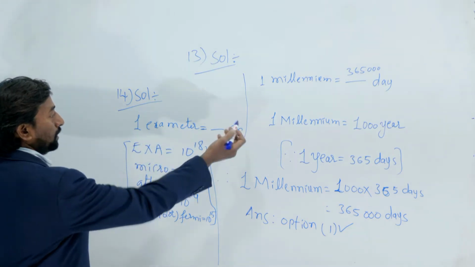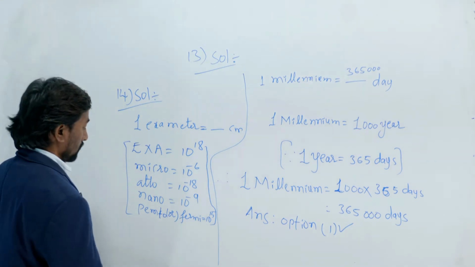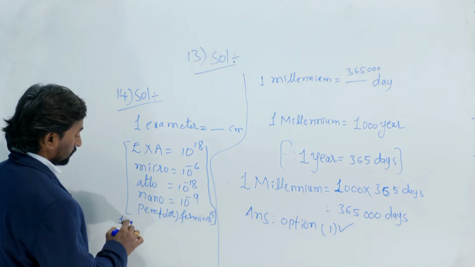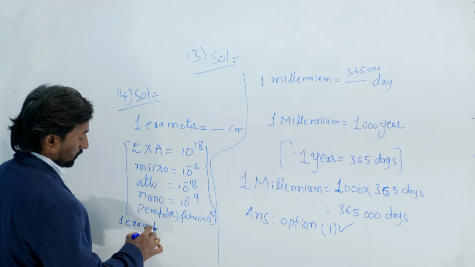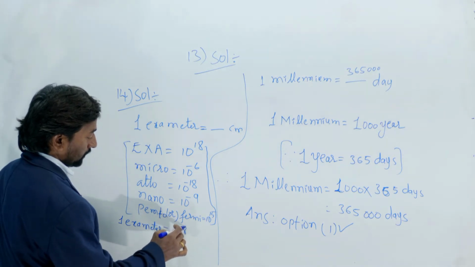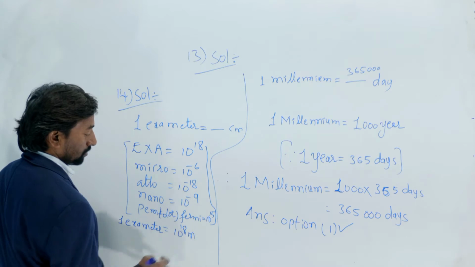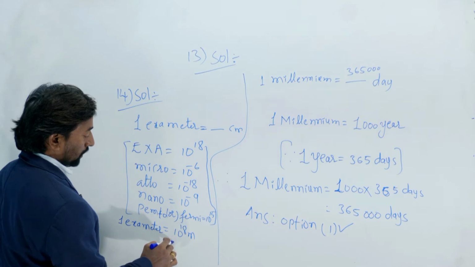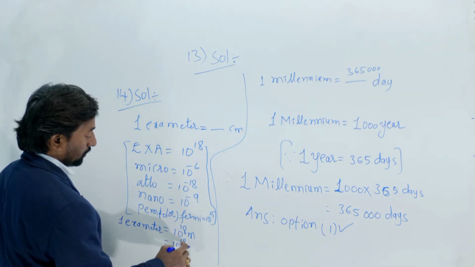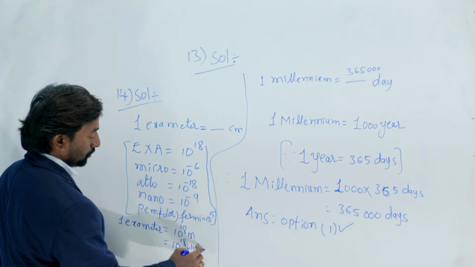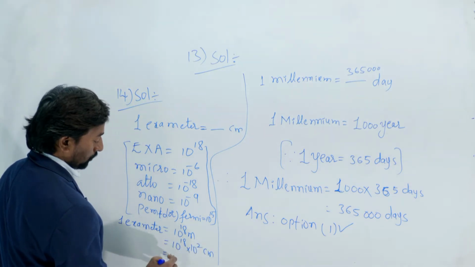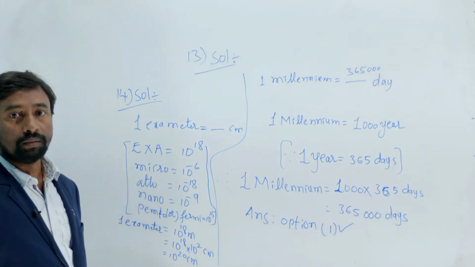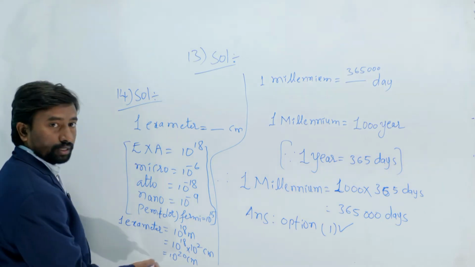So 1 hexameter, how many centimeters are they asking? 1 hexameter is equal to 10 to the power of 18 meters, and this has to be converted into centimeters. 1 meter is 10 to the power of 2 centimeters, so we get 10 to the power of 20 centimeters.